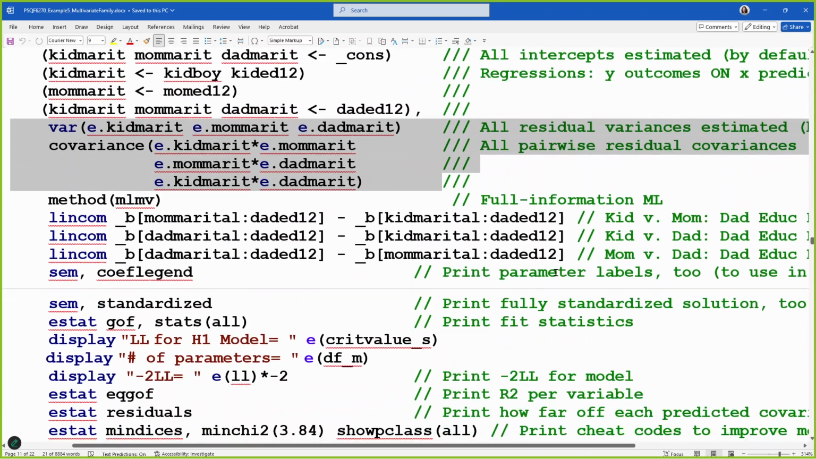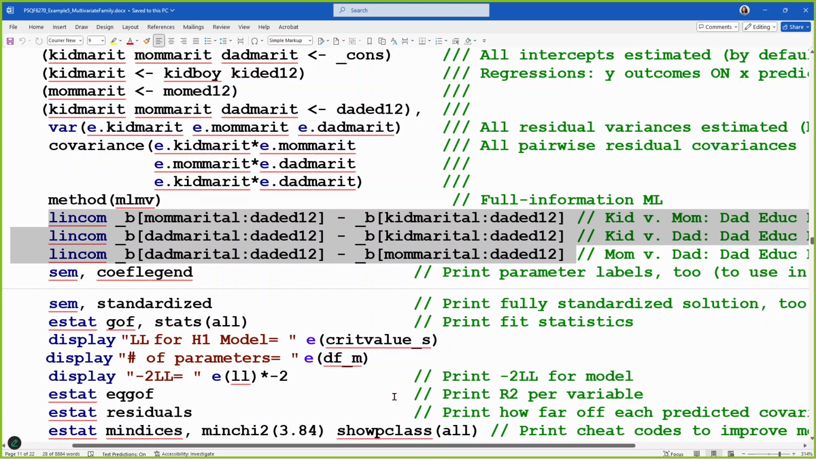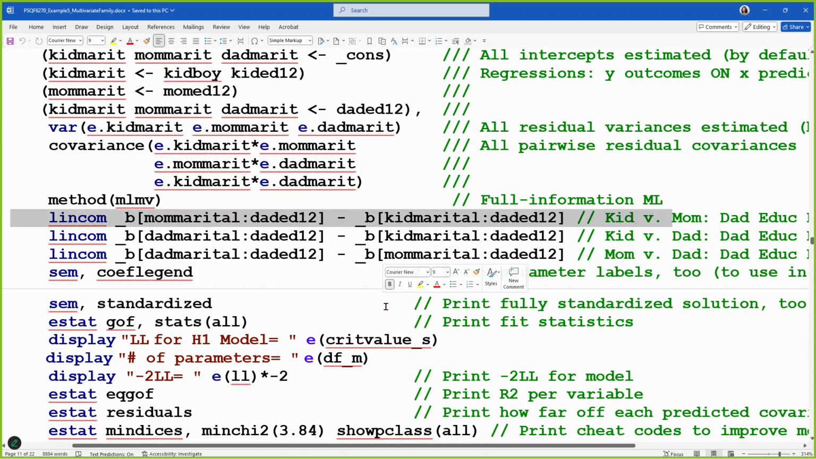MLMV is an option for full information maximum likelihood. What that's going to do is allow missing data on any of these variables. So this approach treats everything as an outcome if you ask for full information. You don't have to worry about putting it that way. I did some linear combinations to show you how that would work. You have to figure out internally what Stata has named each of your slopes.